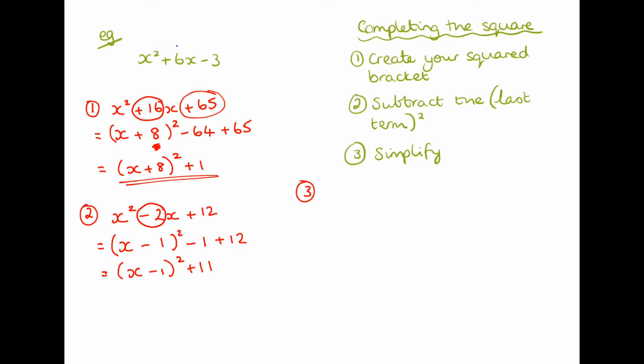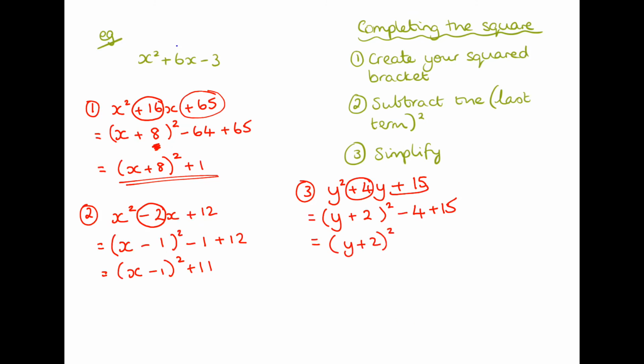Okay, next one. Change the letter. y squared plus 4y plus 15. Okay, so this time we make our squared bracket, we put the letter in the front, and we put half of that in the bracket. Then whatever number we've just written down, we take off that number squared, and then we've still got what we had in the beginning. Then we simplify. So y plus 2 squared, and then we've got minus 4 plus 15, so that's plus 11.